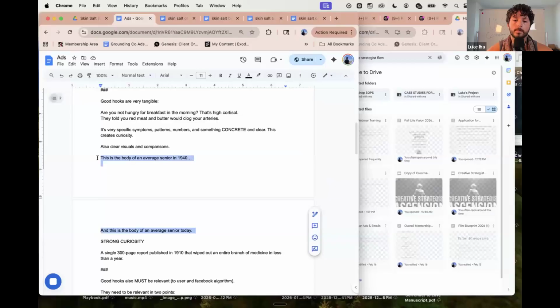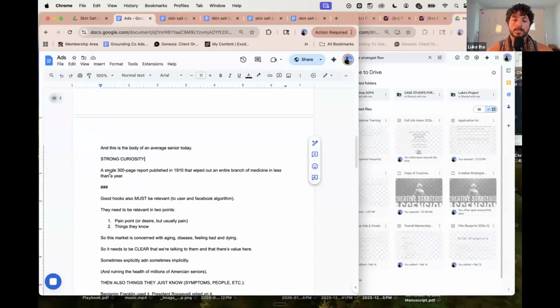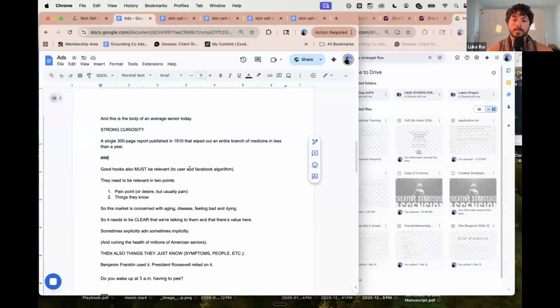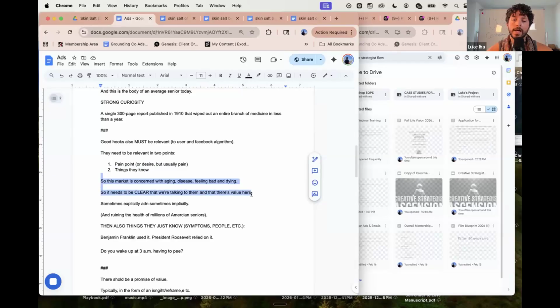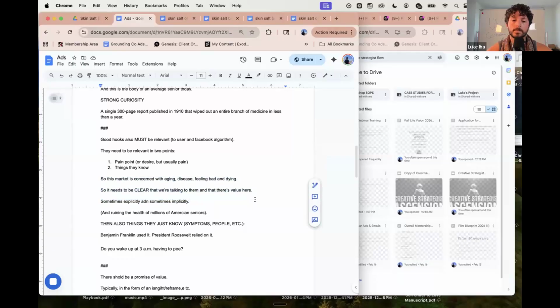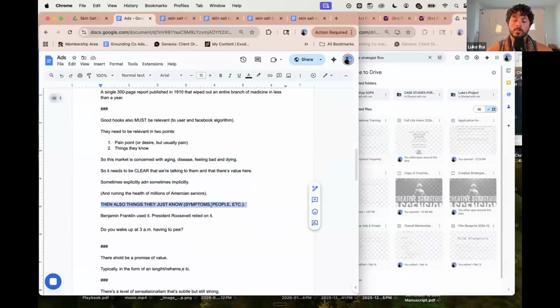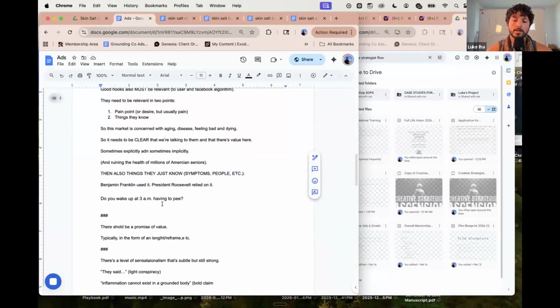Right. So, for example, here, strong curiosity. A single 300. Good hooks must also be relevant to the user and the Facebook algorithm. They need to be relevant in two points: one, pain point or desire, but usually pain, and things that they know. So this market is concerned with aging, disease, feeling bad, and dying. So it needs to be clear that we're talking to them and that there's value there, sometimes explicitly and sometimes implicitly. Then also things they just know, right? So just referencing things they know, like Benjamin Franklin or President Roosevelt.